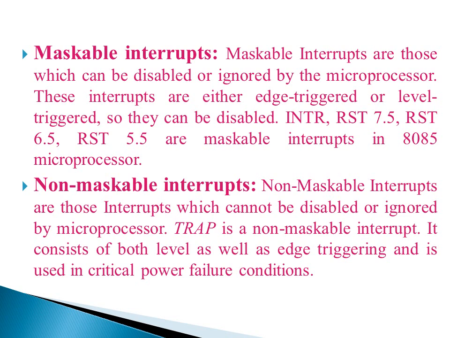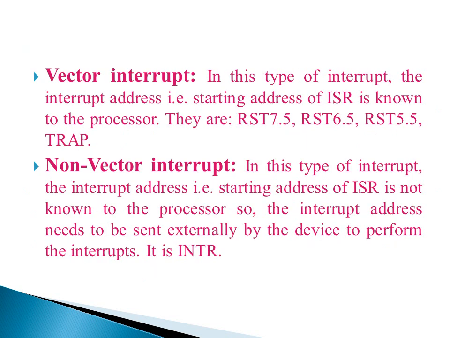Next is non-maskable interrupt. Non-maskable interrupts are those interrupts which cannot be disabled or ignored by the microprocessor. Trap is a non-maskable interrupt. It consists of both level as well as edge triggering and is used in critical power failure conditions. Next type of interrupt is vector interrupt.